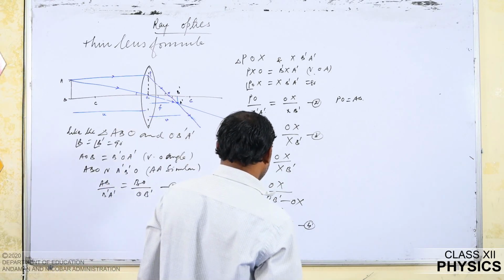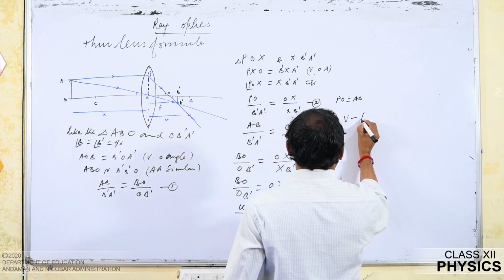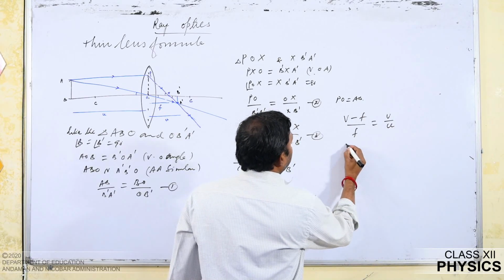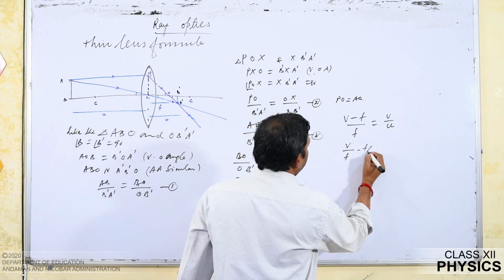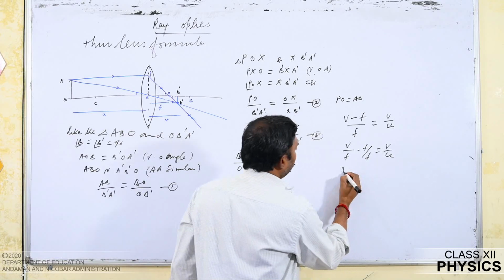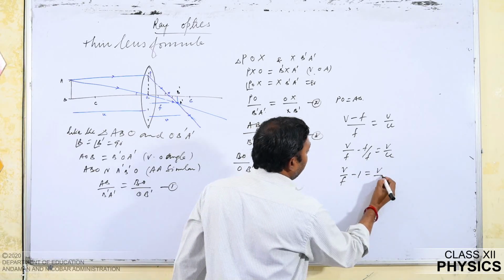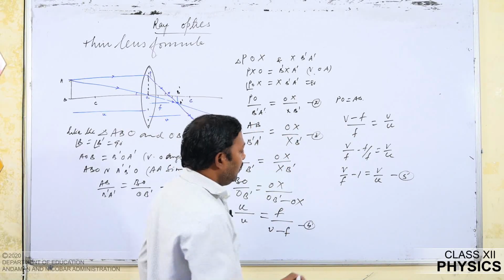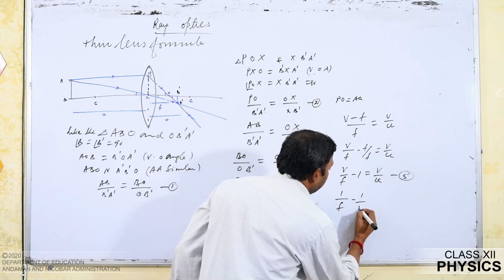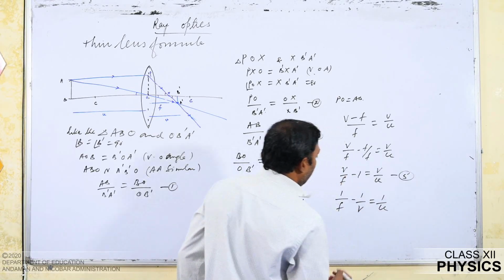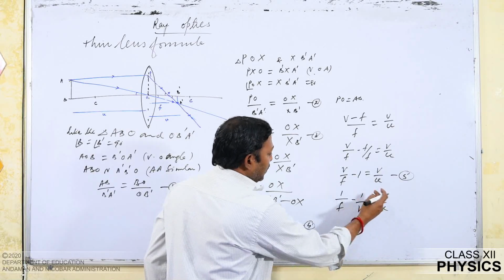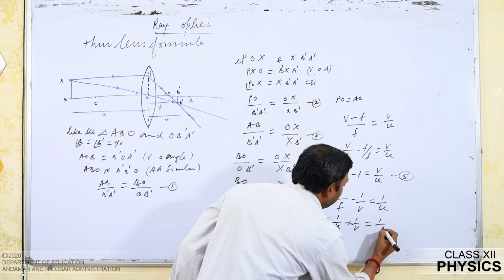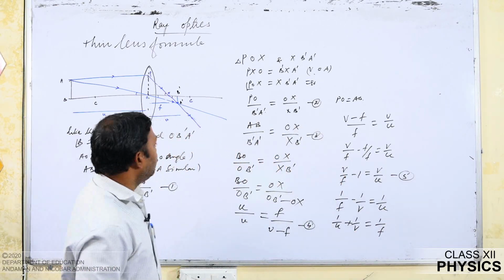Now reversing this equation gives V minus F divided by F is equal to V by U. After simplification it gives V by F minus F by F is equal to V by U, or V by F minus 1 is equal to V by U, equation 5. Dividing this equation by V gives 1 by F minus 1 by V is equal to 1 by U, or bringing 1 by V to the other side, we get 1 by U plus 1 by V is equal to 1 by F. Now after this we have to use sign convention.